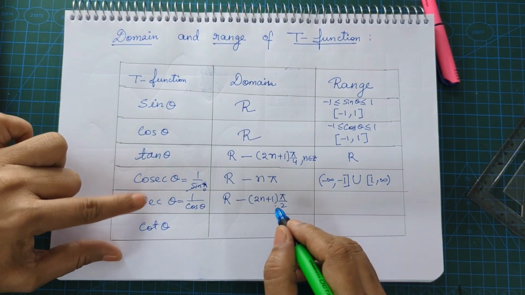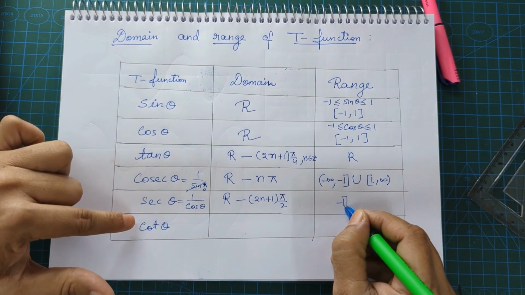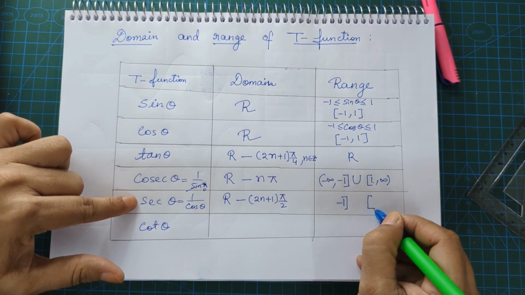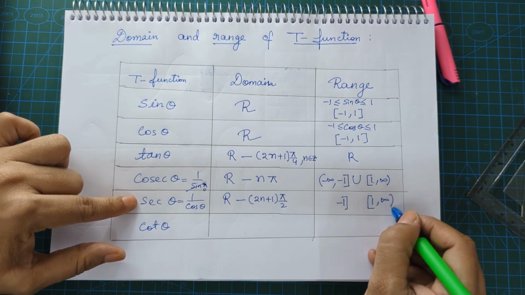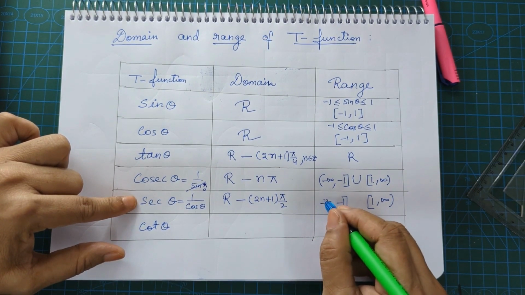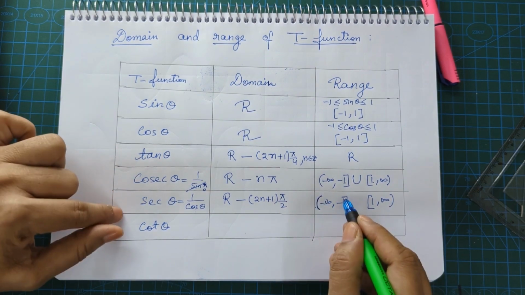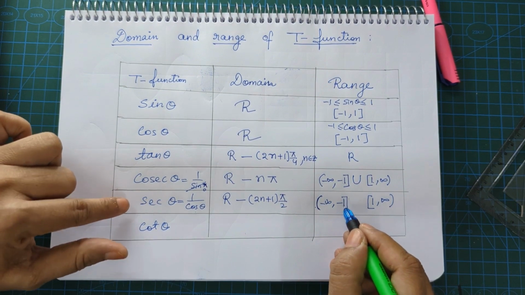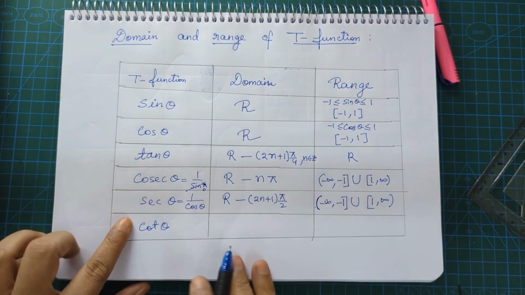And what is the range? Range is once again, it will touch up to -1 on the negative y-axis and touch 1 on the positive y-axis and goes to infinity, and this also goes to negative infinity. This tells that this is not bounded. This tells that this is bounded, meaning -1 is included. Here 1 is included, a union of these.